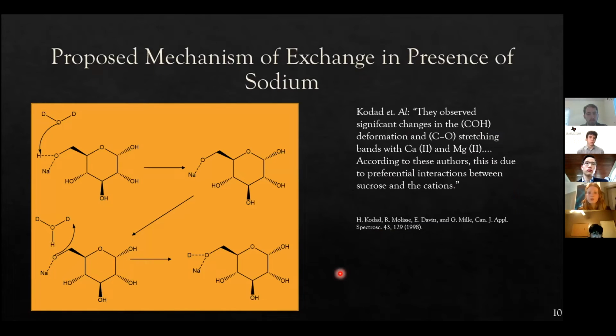So we wanted to propose a mechanism as to why the presence of this sodium was so significant in stabilizing exchange on these sugars. Research in a different group had shown, using IR spectroscopy, that when you have a metal present, you're actually getting some density withdrawn from this oxygen here. So this sodium metal in our mechanism is withdrawing electron density from our oxygen.